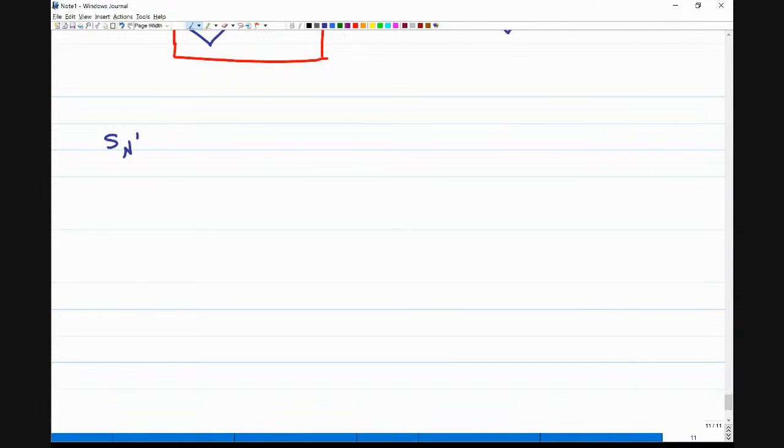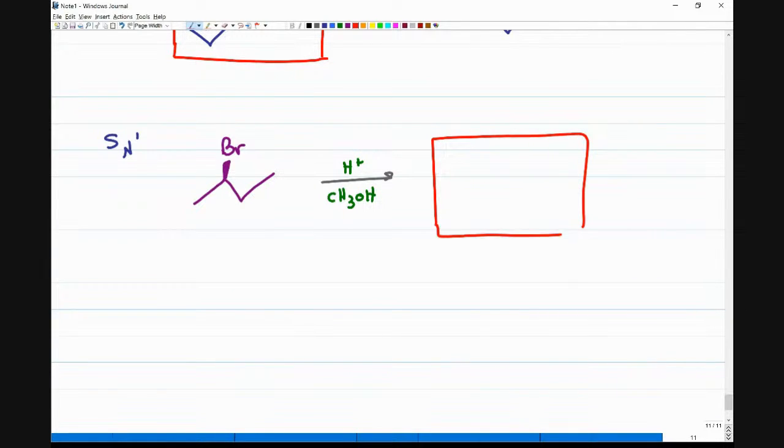For SN1, it's a little bit different. If I have my same starting molecule, and I'm told to react it with, let's go with an H plus catalyst and a CH3OH solvolysis reaction, we have to come up with a product. Here's how you do it. You cross out your leaving group.